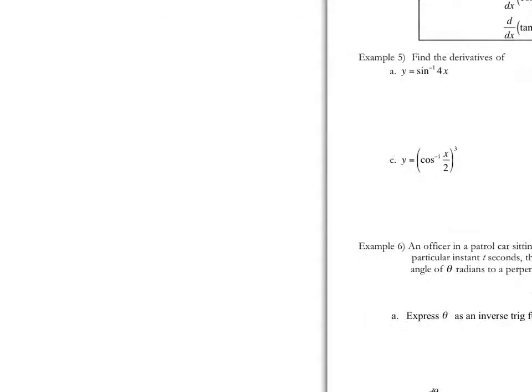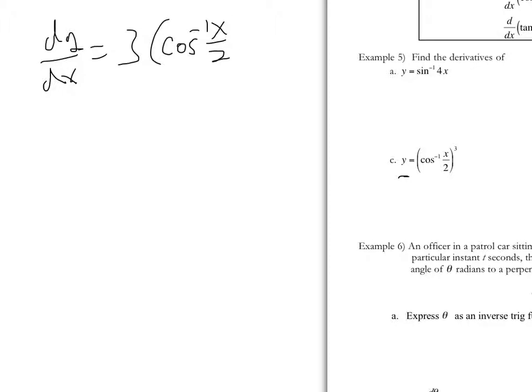So for this next one, I see a power function, which I can just bring down the 3 and take away 1 from the exponent, but then I got to apply the chain rule. So the chain rule is going to be the derivative of that arc cosine. So let's get this started. So y prime, dy dx, equals 3 times the arc cosine of x over 2 to the 2nd power times the derivative of the arc cosine of x over 2.